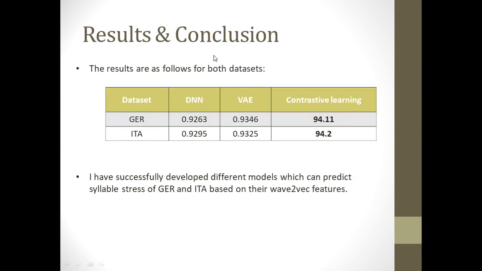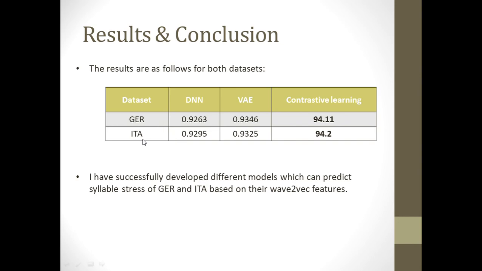Now let us come to the results. On the German data set, I got 92.363% accuracy for DNN. It increased to 93.46% for VAE, and contrastive learning has given the best, 94.11% accuracy on testing data. Definitely on testing data, we created different testing data for both of them. We didn't divide the whole data into 80/20. We have a separate new data set for testing.